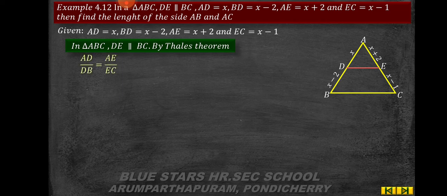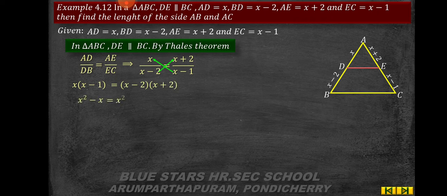By Thales theorem, AD by DB is equal to AE by EC, which implies x by x minus 2 is equal to x plus 2 by x minus 1. The next step is cross multiplication. So x into x minus 1 is equal to x minus 2 into x plus 2. So x square minus x is equal to x square minus 2 square, because here we are using the formula a plus b into a minus b. Which implies x square minus x is equal to x square minus 4. So x square gets cancelled. We get x is equal to 4.